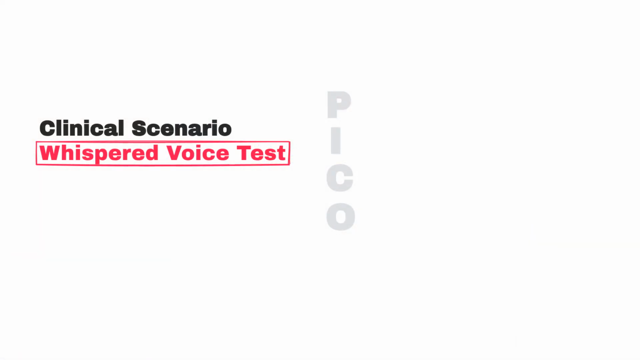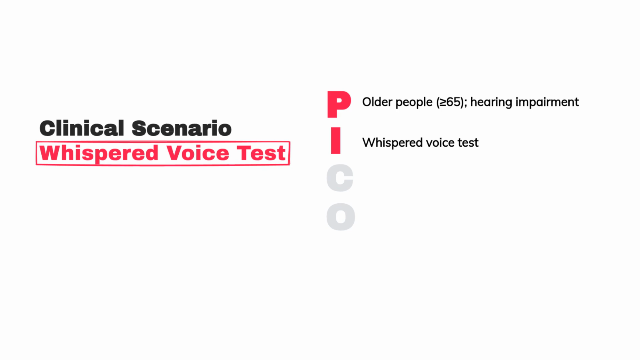On the example of the whispered voice test, P, the patient or population, is an older person, generally referring to individuals 65 years or older, and the problem is hearing impairment. I, the intervention, is the whispered voice test. C, the comparators are the tuning fork test and the patient's own testimonials. How do they define their own hearing ability? And O, the outcome is to identify hearing impairment or hearing loss.